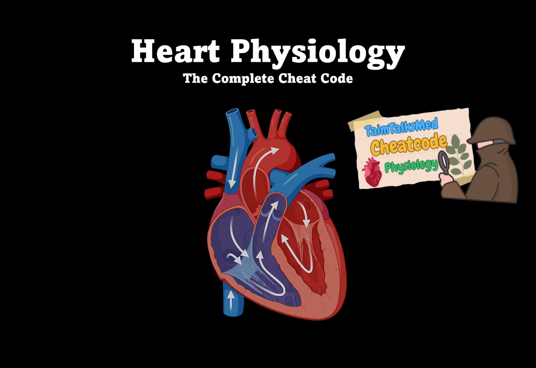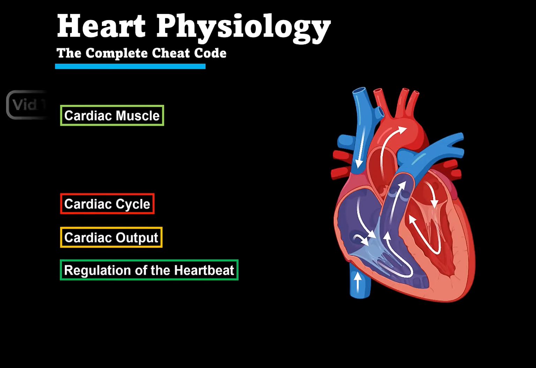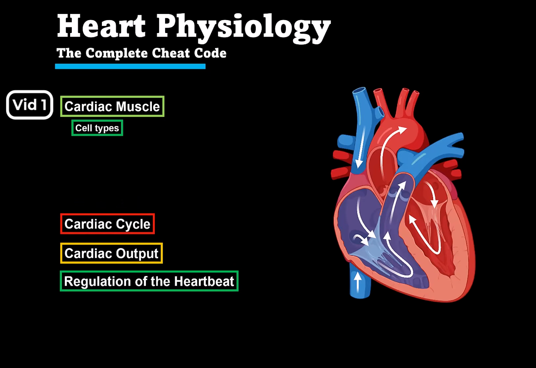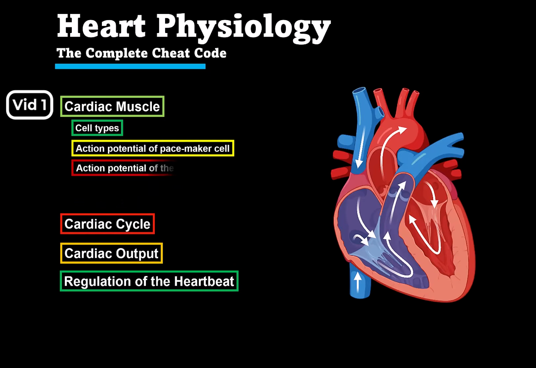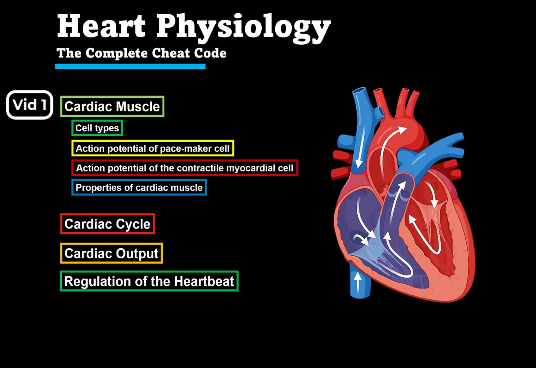Let's continue our complete cheat code for heart physiology. We're doing this in 4 segments. The first video was about the different types of cardiac muscle, the action potentials of pacemaker cells and contractile myocardium, and the general properties of our cardiomyocytes.